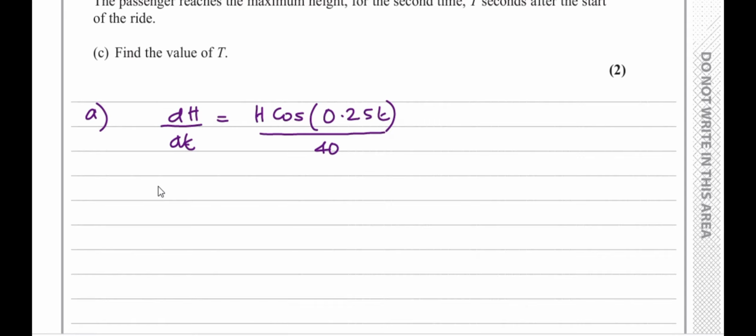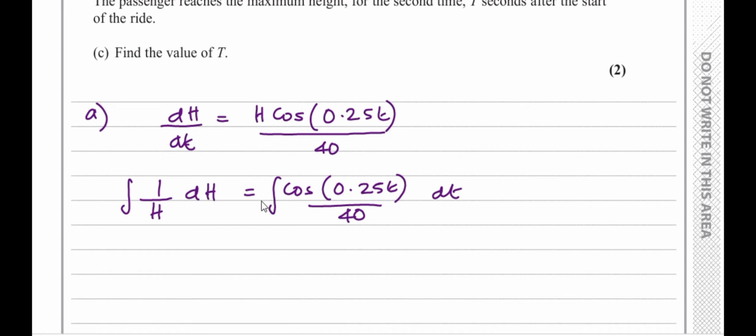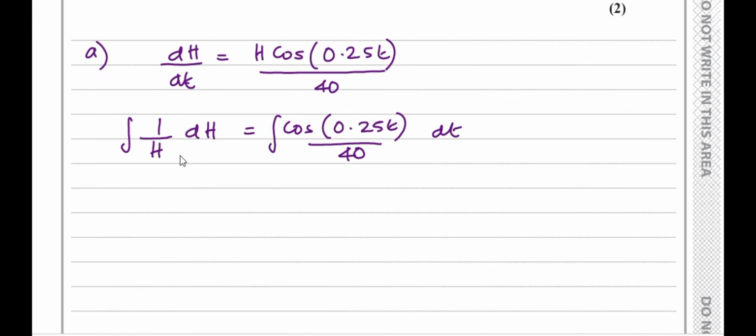So what we will do is we will put 1 over h on the left, and then dh is equal to cos 0.25t over 40, and then dt. Immediately after we write dh and dt, we need to put integral signs, because without the integral sign, dh and dt do not have any existence. Okay, now we need to integrate both sides. Both are integratable expressions.